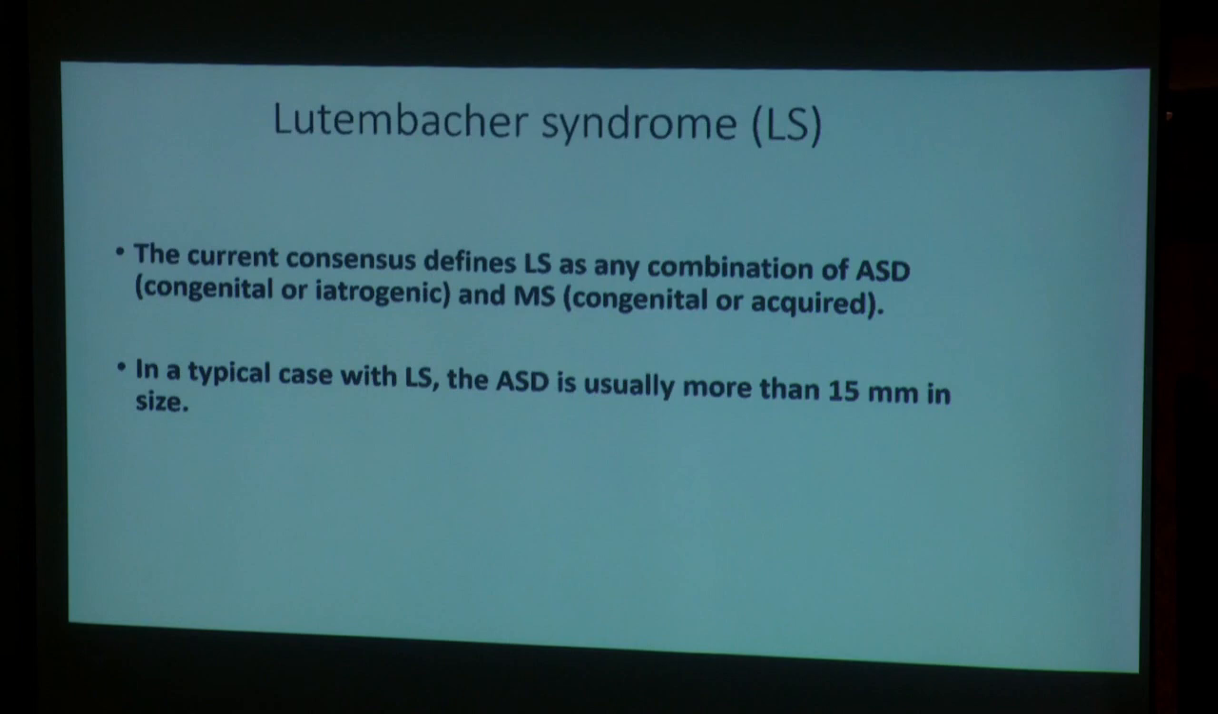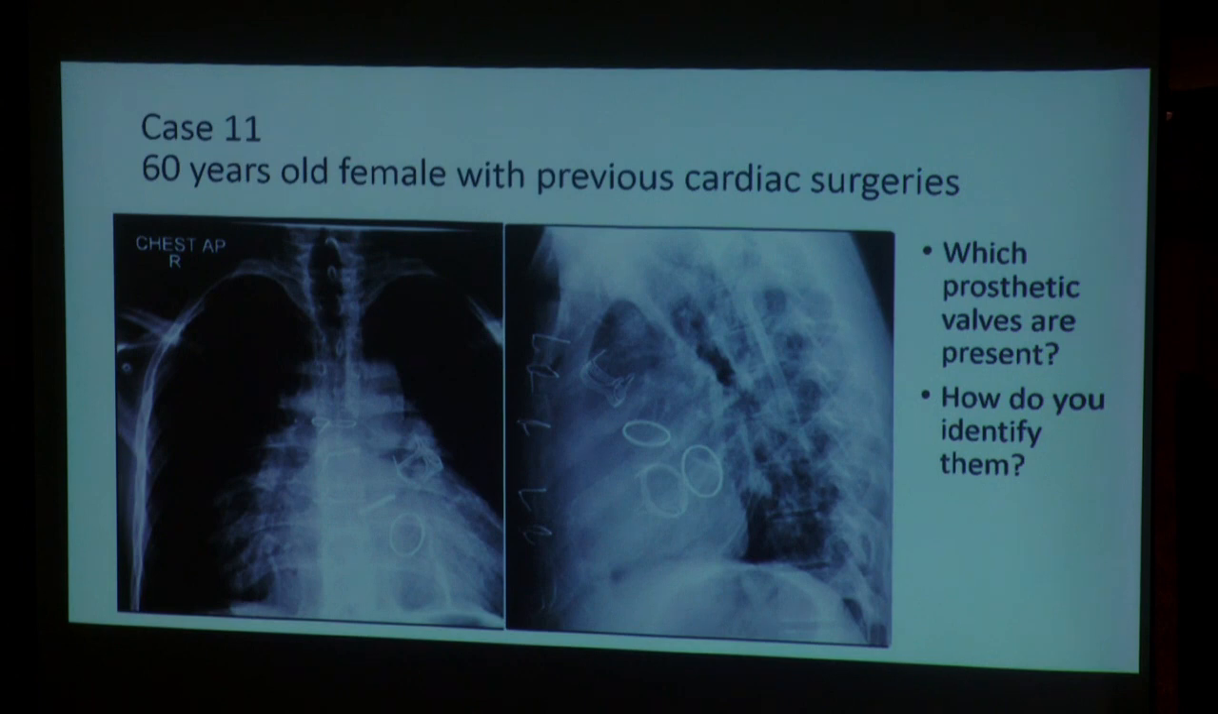And what is Lutembacher syndrome? Lutembacher syndrome was initially ASD with acquired MS, but current consensus defines Lutembacher syndrome as any combination of ASD, which can be congenital or iatrogenic, with MS, which can be congenital or acquired. Any origin, a combination of ASD and MS is Lutembacher syndrome, and typically the ASD is more than 15 mm in Lutembacher syndrome. The last 2 ones.